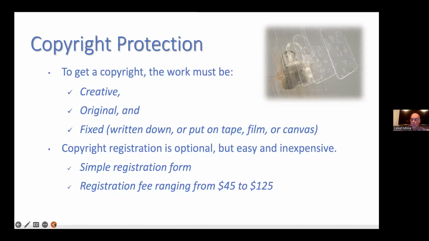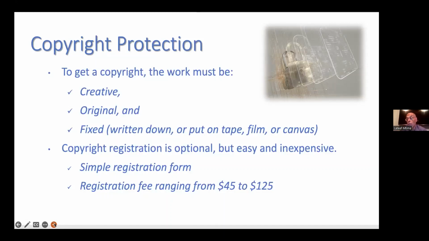Second thing, it has to be original. Really simple. I didn't copy it from somebody else. That's it. If both of us come up with the same thing at the same time, coincidentally, we are both original. You just have not to have copied it, right? Creative, original, and finally fixed. Write it down, put it on paper, put it on tape, put it on film. Those three things, that's it. That's all you have to do.